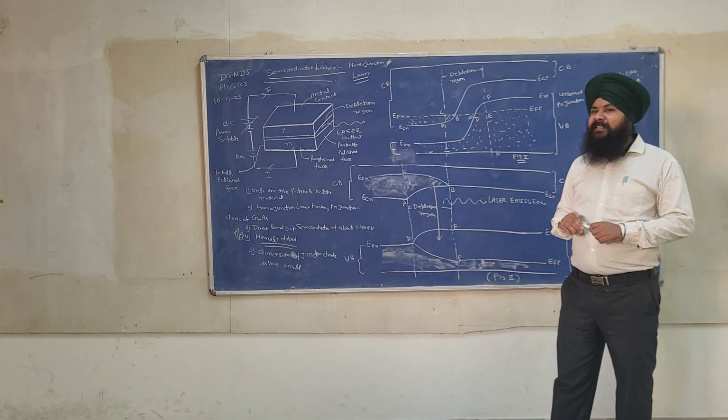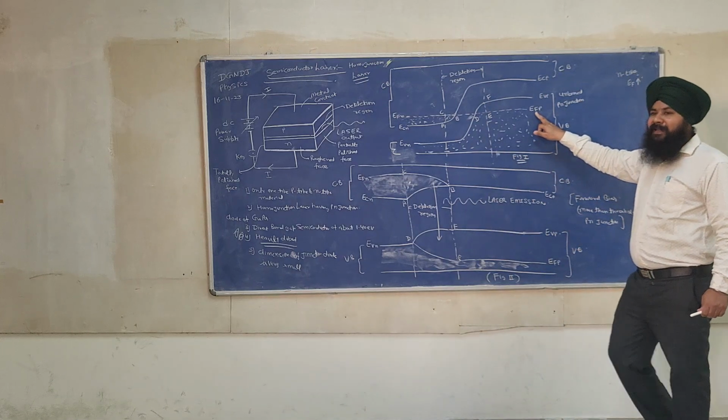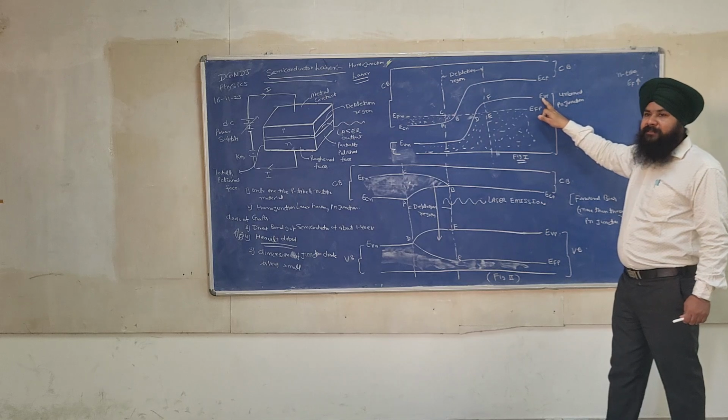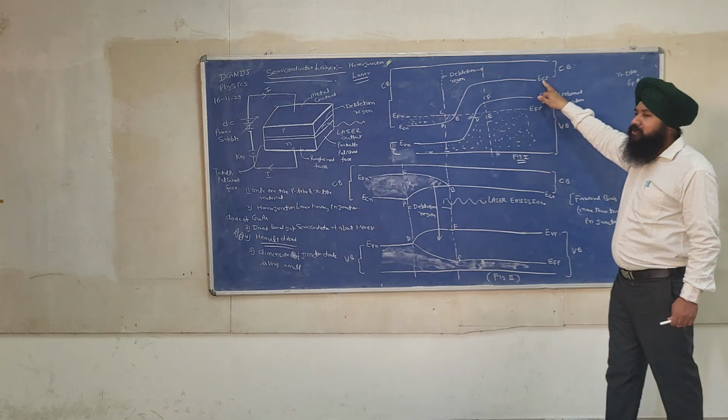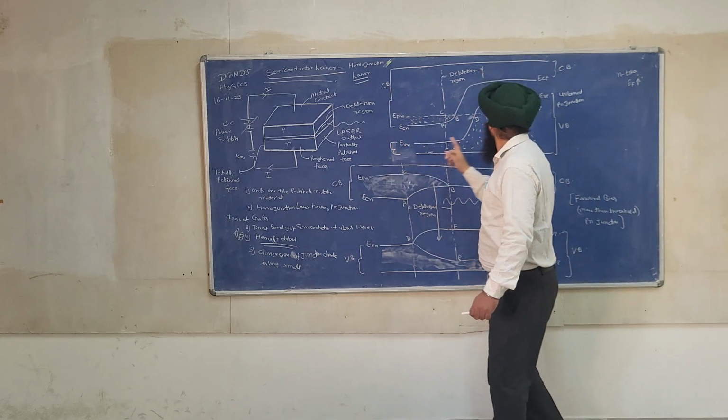It is valid for the heavily doped. Now see, this is the Fermi level EF for p-type. This is the EV, valence band energy for p-type. This is the conduction band energy for p-type. And this is called conduction band. This is called the valence band.